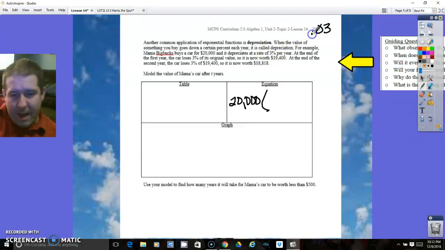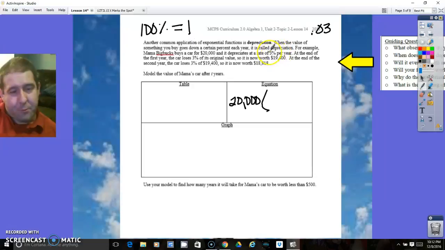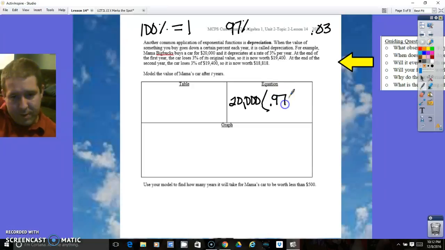Multiplied by a 3% decrease. Now, times 1 means staying the same, so 100% is the same thing as 1. A 3% decrease would be like 97% because that's 3% less than 100%. So that's actually 0.97 is the rate. So whenever you're doing depreciation, you subtract the percentage from 100%. So that makes it quite different.